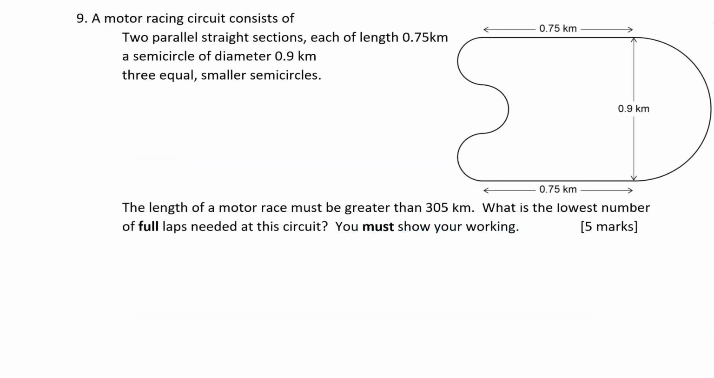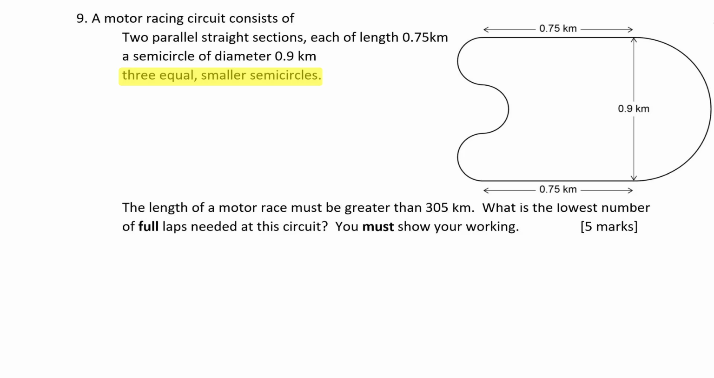Question 9. A motor racing circuit consists of 2 parallel straight sections, each of length 0.75 kilometers, a semicircle of diameter 0.9 kilometers, and 3 equal smaller semicircles. Okay, we've got a diagram for it here. Are all the measurements on there? We're told, I think just this, the 3 equal smaller semicircles is missing, isn't it?